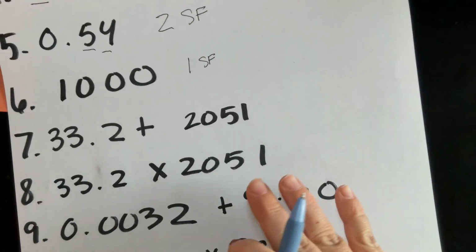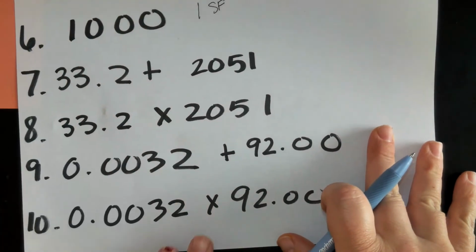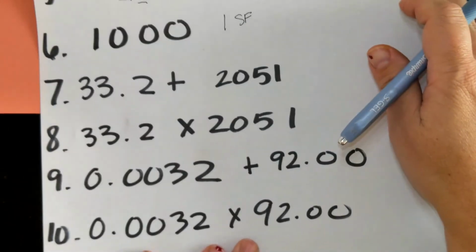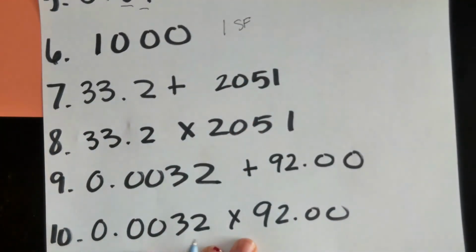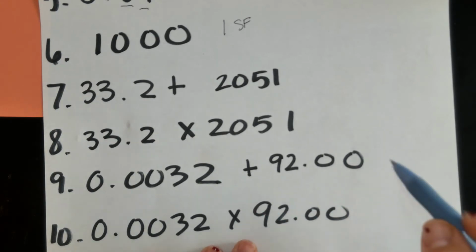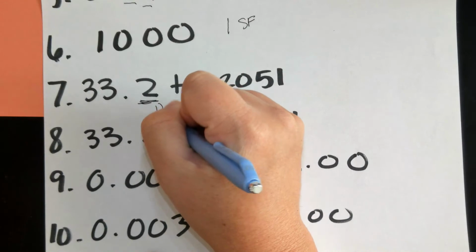Well, let's look at the rules for adding, subtracting, multiplying, and dividing. Okay. So 33.2, and to that, I want to add 2,051. Look at what you wrote down when you add and subtract. We want to count the number of sig figs to the right of the decimal. Here I have 1.